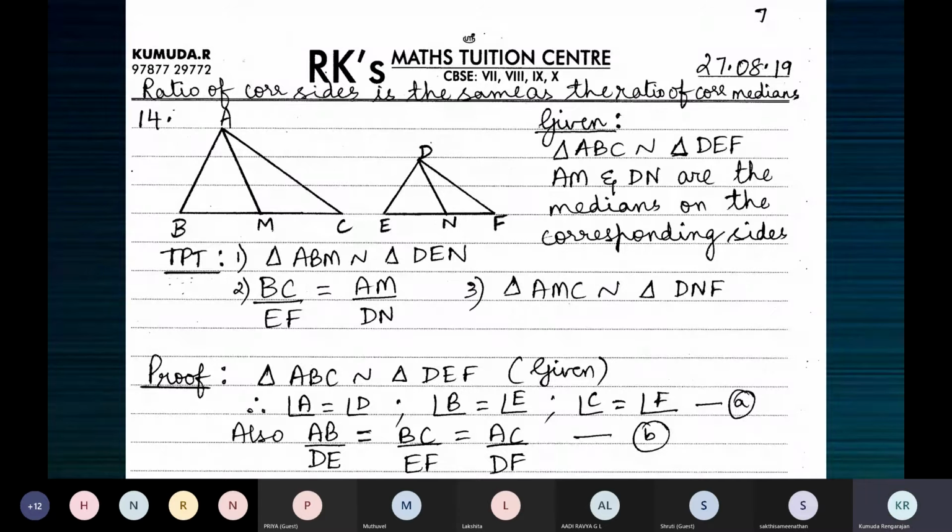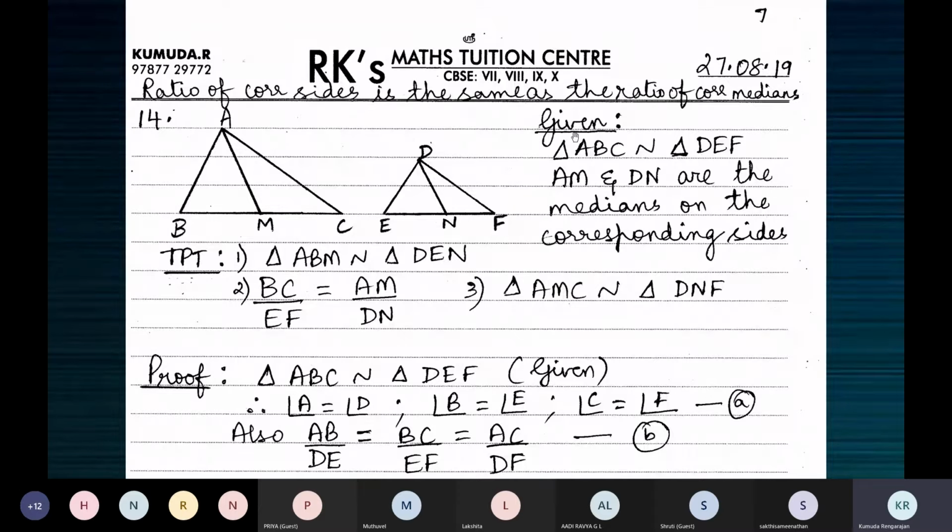We need to understand what we're going to do. That's why I'm just pausing. In two similar triangles, we're going to show that the ratio of the corresponding sides is the same as the ratio of the corresponding medians. So we'll be given two similar triangles. Here triangle ABC is similar to triangle DEF. You will be given a statement like this, that prove that in two similar triangles, the ratio of the corresponding sides is the same as the ratio of the corresponding medians. You will be asked to prove the statement.